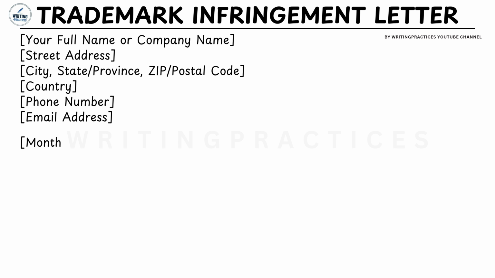Date. After your contact information, write the date. For example, August 6, 2026. The date establishes when your notice was issued and creates an official record of your communication. Keeping accurate records is important if the matter later requires legal review or further correspondence.